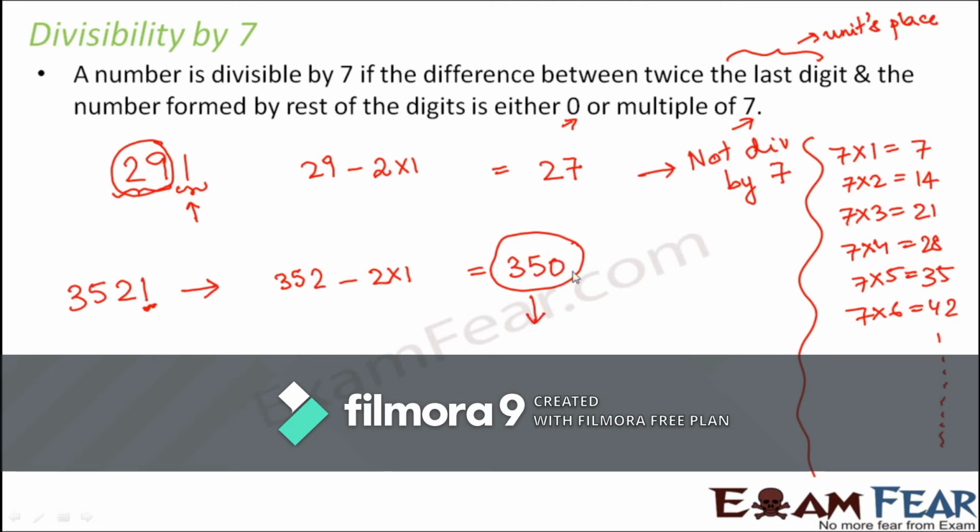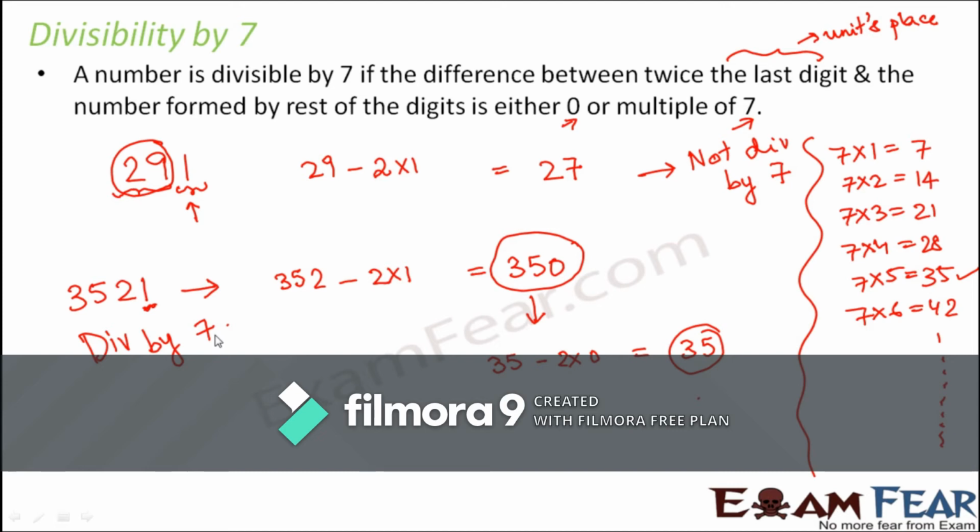So what we do, we repeat the same process. So which is the last digit? 0. Multiply it by 2 and then subtract it from rest of the number, that is from 35. So 35 minus 0. So this is equal to 35. Now can you tell if 35 is divisible by 7? Yes, it is. Therefore this number is divisible by 7. So this is how we can decide whether a number is divisible by 7 or not.